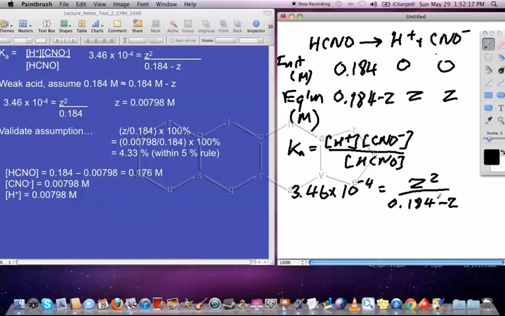Now if you look closely, you'll see that this could actually be solved, and it would have to be solved using a very nasty quadratic equation. I'd actually like to try and avoid that, and I can if I make a certain assumption. And that assumption is as follows. If I assume that we are dealing with a weak acid, then I can allow this assumption to be used. I can say assume 0.184 minus z is approximately equal to 0.184.